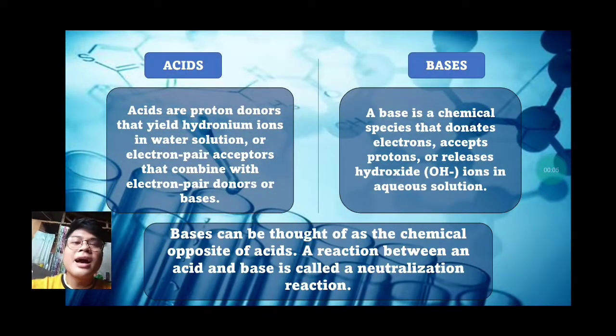Acids and bases. Acids are proton donors that yield hydronium ions in water solutions, or electron pair acceptors that combine with electron pair donors, or bases. While a base is a chemical species that donates electrons, accepts protons, or releases hydroxide ions in aqueous solution. Bases can be thought of as the chemical opposite of acids. A reaction between an acid and a base is called a neutralization reaction.